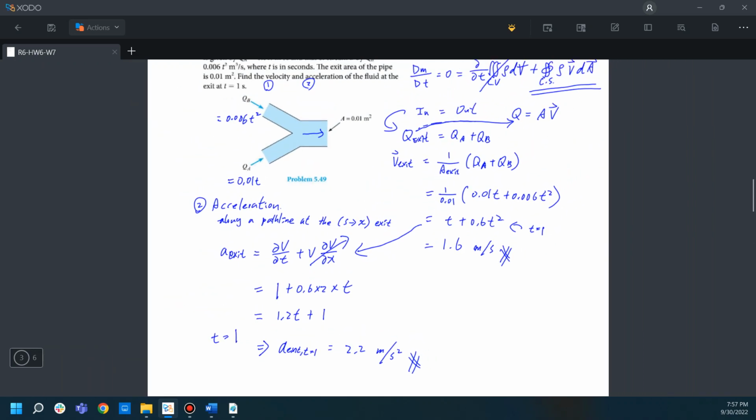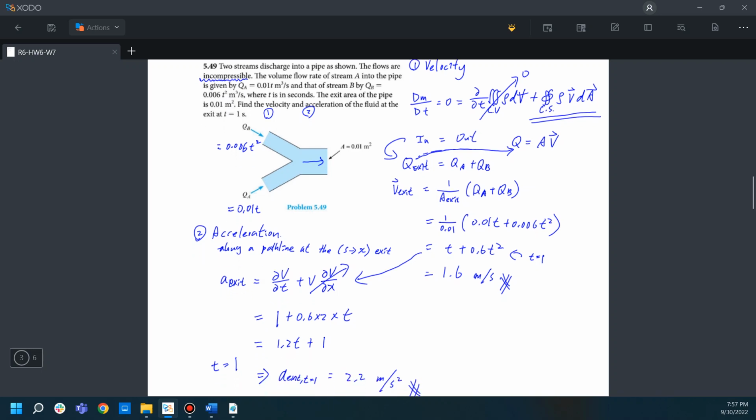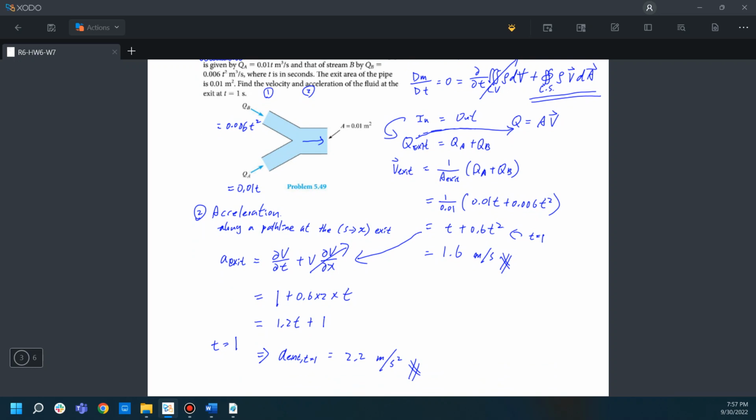Okay, so just a quick review. For the velocity, we will apply the continuity equation, and because it's an incompressible flow, we can cancel the unsteady term, which is the control volume term here. And for the acceleration, we will use the total derivative of the velocity, which is shown in the equation here.